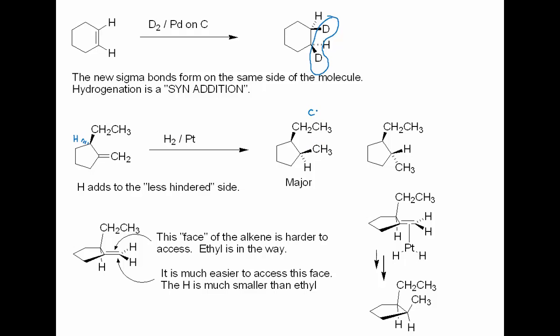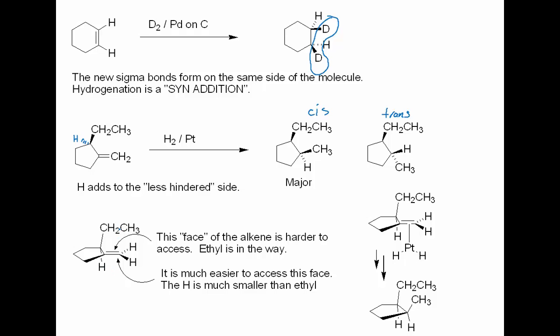We could produce the cis compound or the trans compound, but this reaction produces a huge excess of the cis compound. And why is that the case? Okay, so let's just divide this alkene into two faces. The top face up here, which is on the same side as the ethyl group, and the bottom face down here, which is on the same side as a hydrogen.